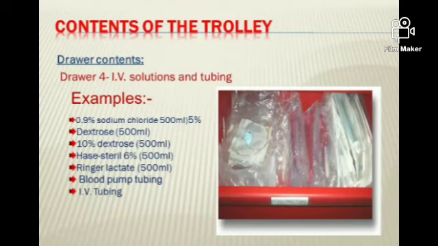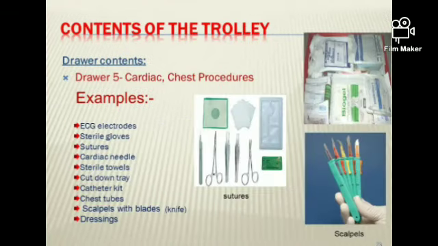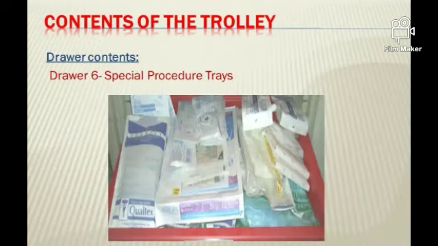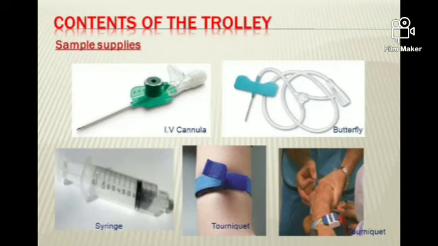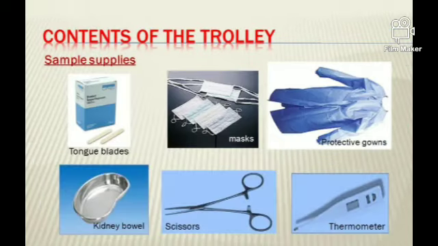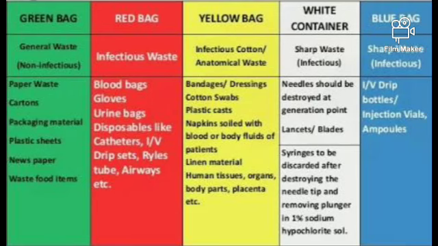So next we will move to drawer 4. Only the IV solutions and tubings will be there. This drawer will be mainly for the IV set purpose. Next will be drawer 5, where we are going to put equipments for cardiac and chest. Mainly the ECG leads, sterile gloves, sutures, cardiac needles, dressing kits. All these things will be there in drawer 5. And drawer 6 will be the special procedure tray, where we can keep the extra items or stock items and essential things too.